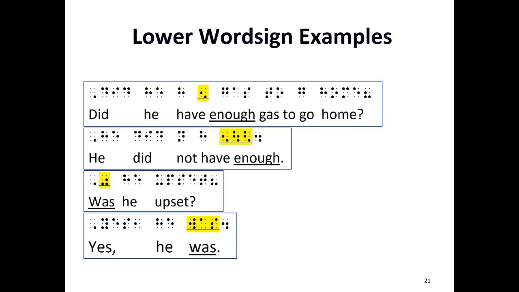We can use other contractions, however. There's a contraction for EN, which I'll show you on the next slide. And we just talked about OU and GH, and then a period.